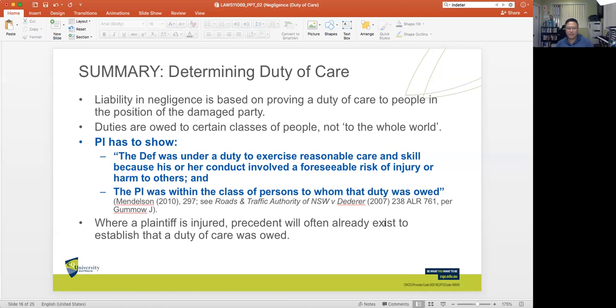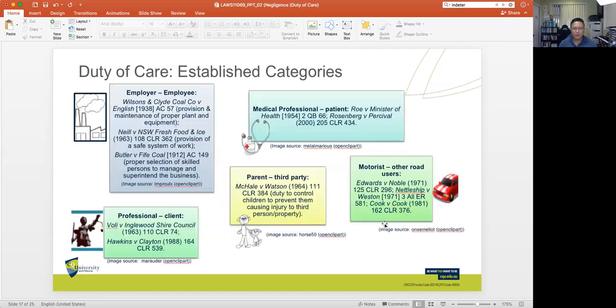What typically happens in these scenarios is that where a plaintiff is injured, that plaintiff will often have to cite precedent in order to show that in this particular class of cases, or individuals who suffered injury on the basis of negligent action, there is precedent to show that a duty of care was owed. Now, some of these well-known and established categories would include employer and employees. So in negligence actions, there is a recognized category where duty of care is presumed to exist.